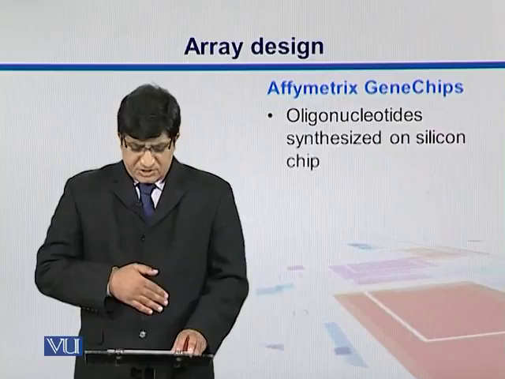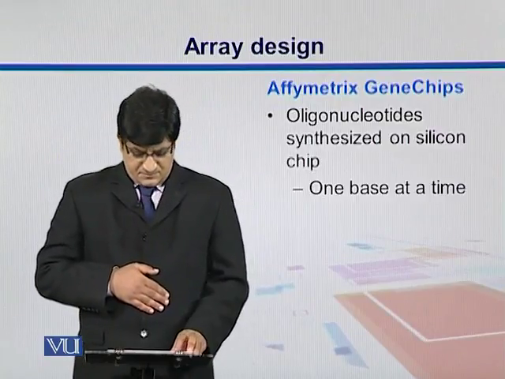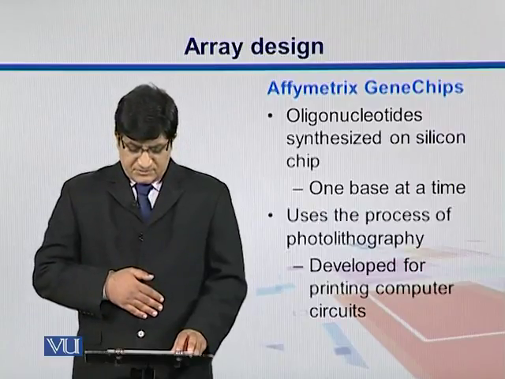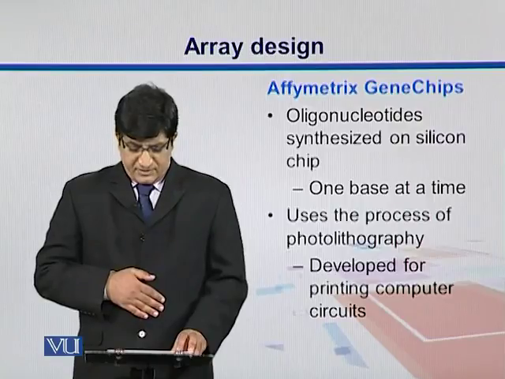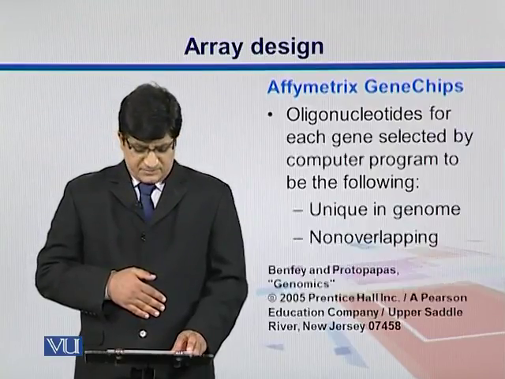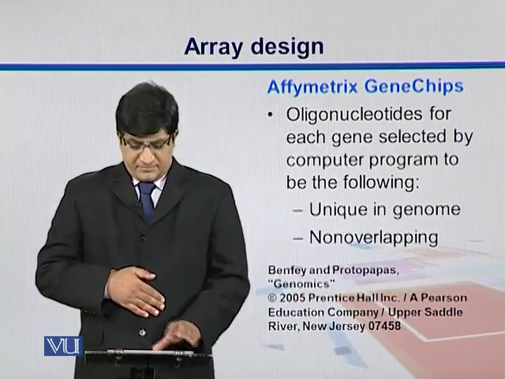In Affymetrix gene chips, we have oligonucleotides which are synthesized on silicon chips. One base is transferred at a time, and it uses the process of photolithography, which was actually developed for printing computer circuits. The oligonucleotides for each gene are selected by different computer programs.